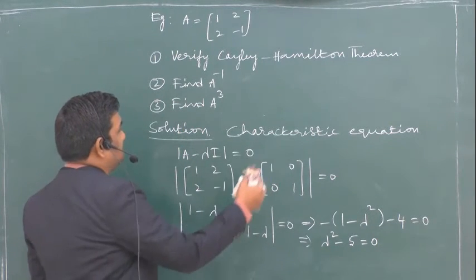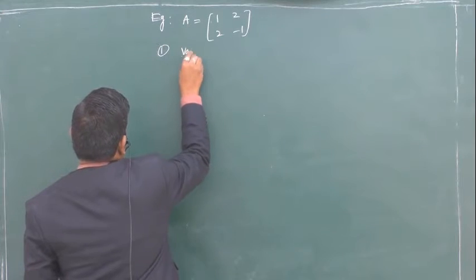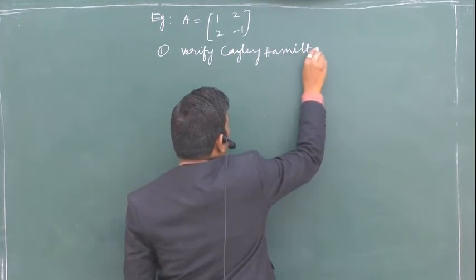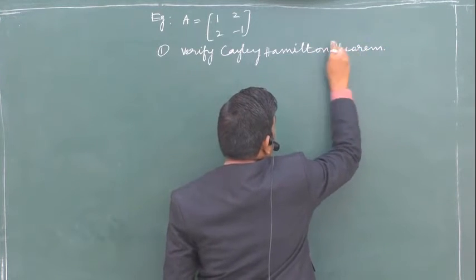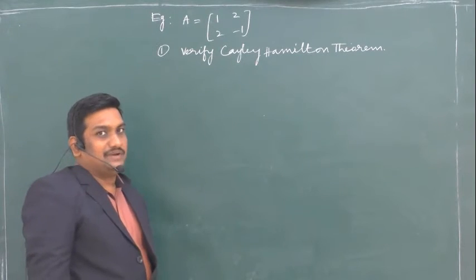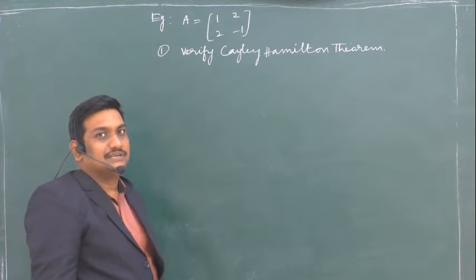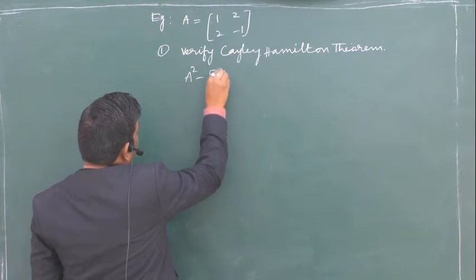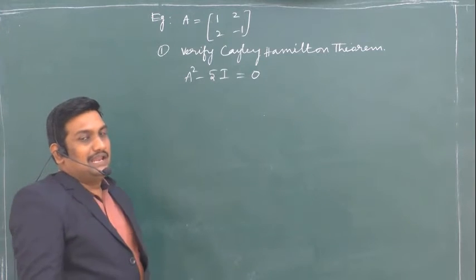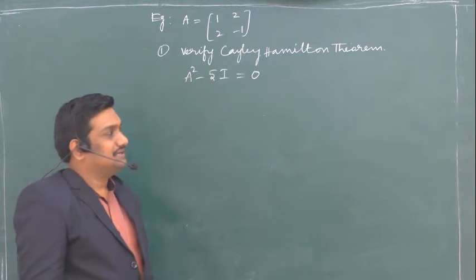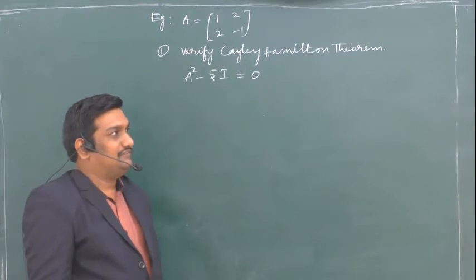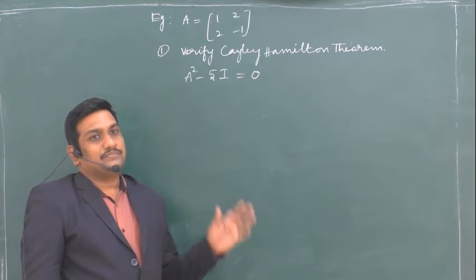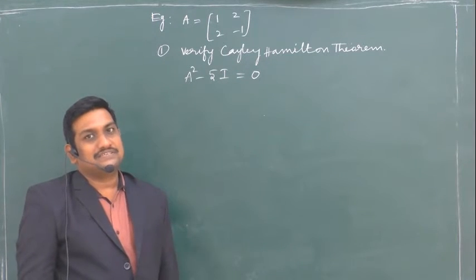Okay, so there are three parts in the question. First part, verify Cayley-Hamilton theorem. Since lambda square minus 5 equals 0 is the characteristic equation, in order to verify Cayley-Hamilton theorem, you need to verify A square minus 5I equals null matrix. That is, when in the characteristic equation you replace lambda by A, the equation must be satisfied.